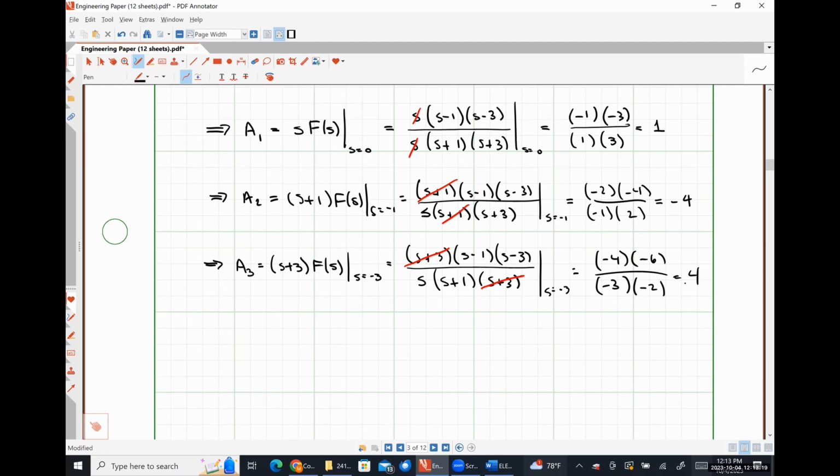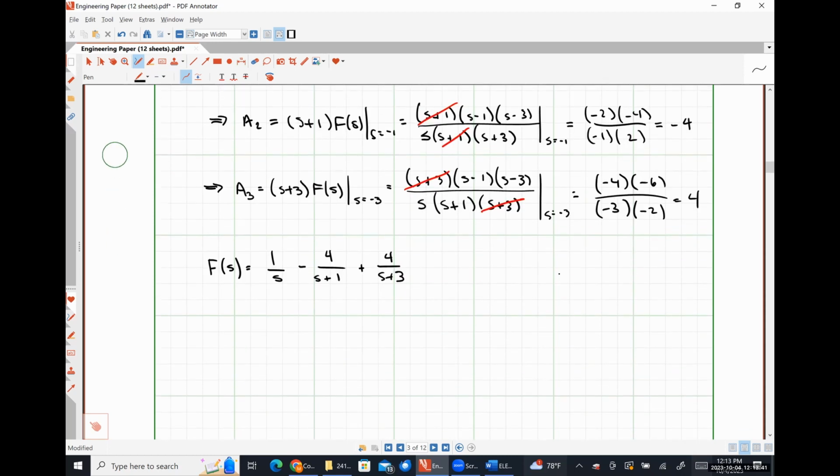Putting all of this together, f of s would then be 1 over s minus 4 over s plus 1 plus 4 over s plus 3. And so f of t would be 1 minus 4e to the negative t plus 4e to the negative 3t, times u of t.